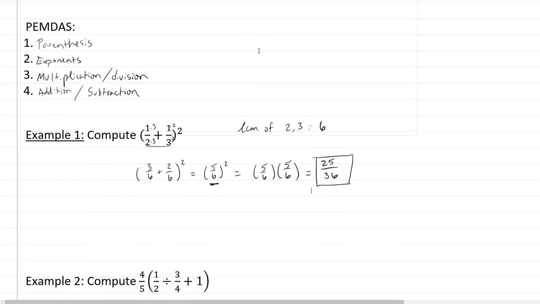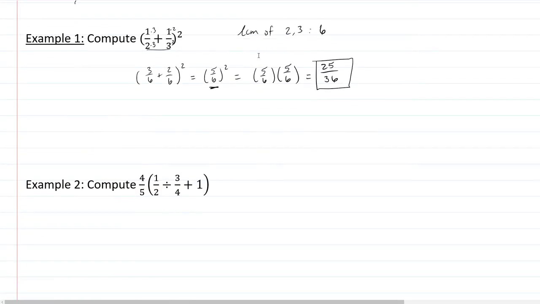So let's move to another example. Compute 4/5 times the quantity 1/2 divided by 3/4 plus 1. First off, we deal with what's in the parentheses. And within the parentheses, we have to do the division before the addition, according to PEMDAS. So let's go ahead and compute that division.